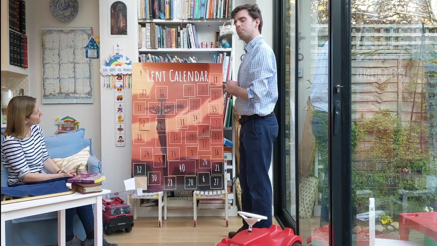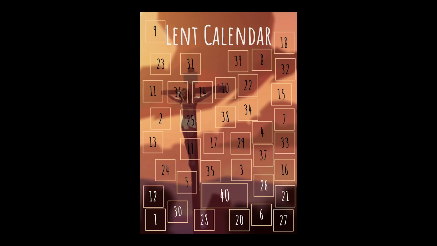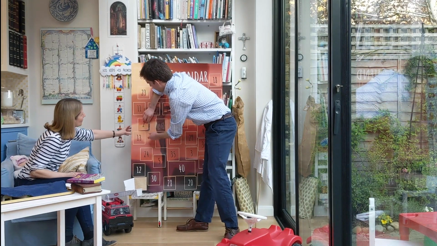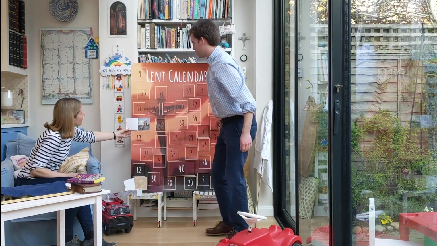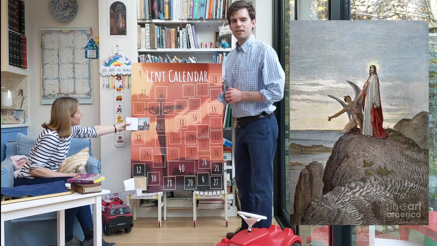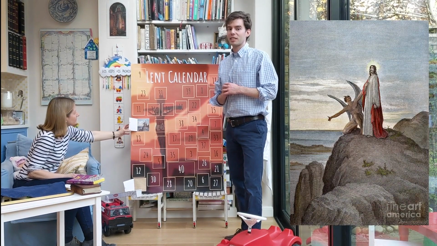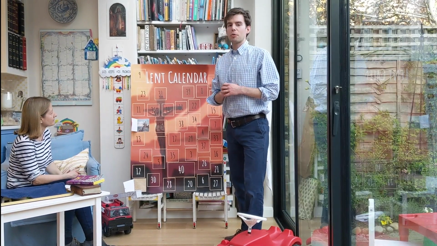Now, can you find box number two? Where is box number two? Oh, I think I've just found it. We've got a picture of Jesus and Satan. Jesus was in the desert for 40 days being tempted by Satan. So before we get any further, we're now going to have some actions with Joe. Let's hear from Joe now.